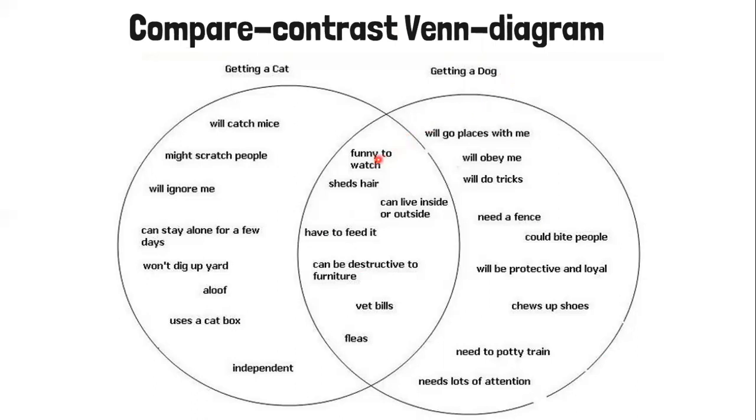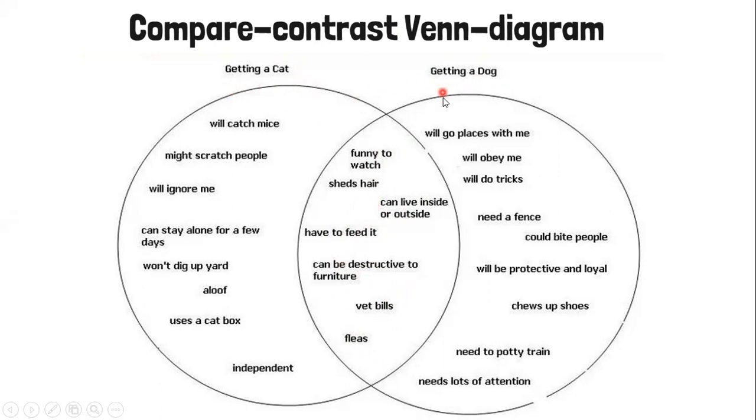For example, it's funny to watch a cat or a dog. They shed hair, they can live inside or outside. We have to feed them if we have a pet cat or a pet dog. Can be destructive to the furniture. We have to pay vet bills, right? We would have fleas because of them. So these are common things for getting a cat and getting a dog.